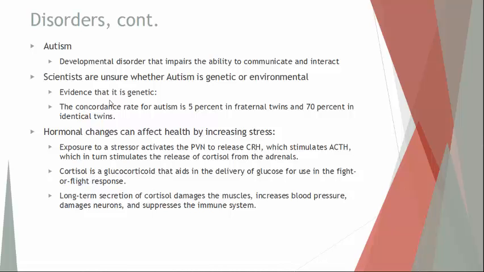But in identical twins, there's a very high chance that if one has it, the other one will also have it. And when you think about it, it makes sense because identical twins share exactly the same genetic information. Fraternal twins are close, but not identical. Identical twins have exactly the same genetic information.